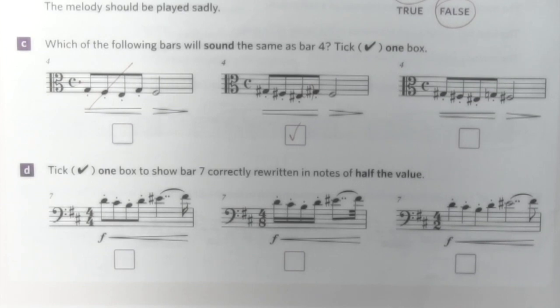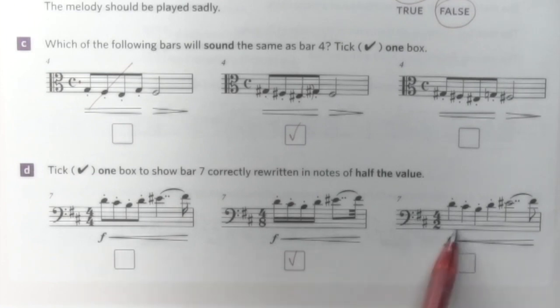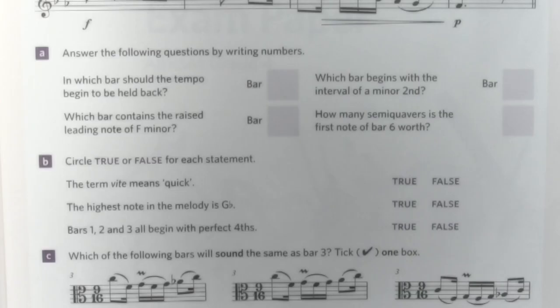Okay, which bar is bar 7 correctly rewritten half the value? Bar 7 starts with a quaver and the time signature is 4/4. Half the value means that we don't count in crotchet but in quavers, so 4/8. And magically, this is the only 4/8 that we have, so this is the final answer. And I'm not checking the notes because we don't need to. Perfect.